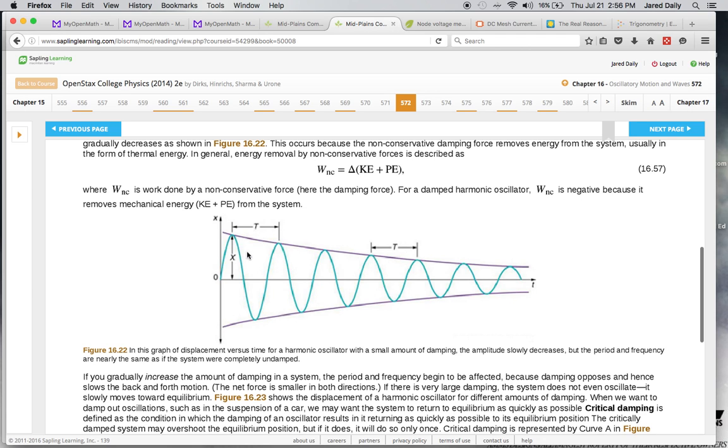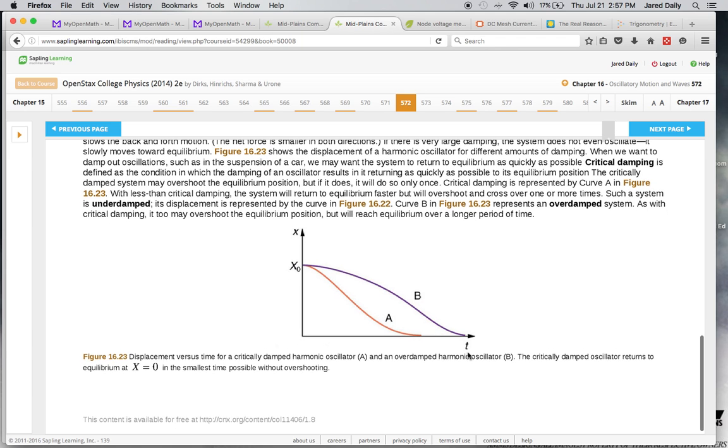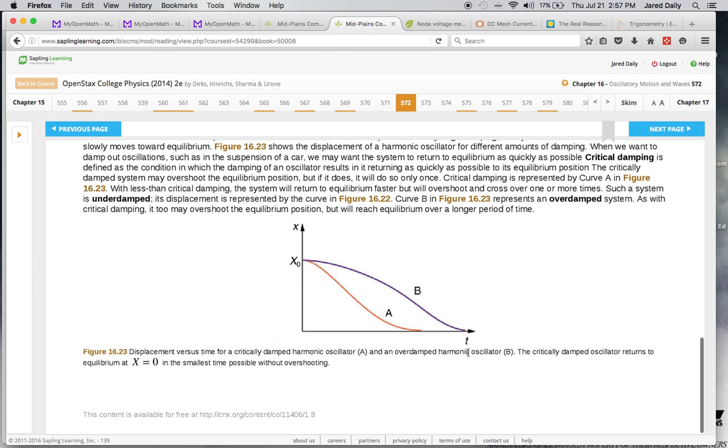This one is actually your underdamped one. It just has a very small amount of damping, so it slowly decreases over time and eventually goes away. Critical damping allows it to go through one oscillation and then it dies off. And then this one here, which is curve B, they call an overdamped. This one's critically damped. This one's overdamped. It damps it before it even goes through a cycle.